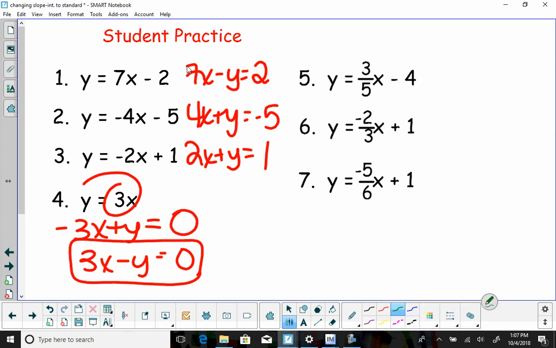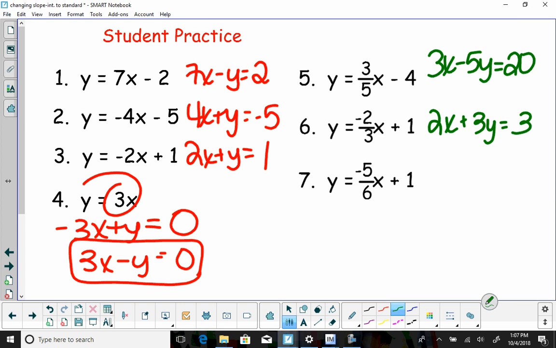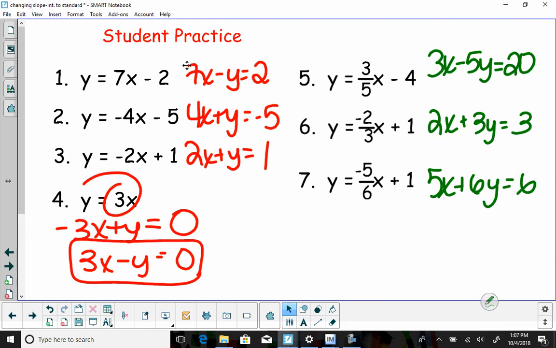All right, this one right here, you should have had 3x minus 5y equals 20. This one right here, you should have 2x plus 3y equals 3. And the last one, you should have 5x plus 6y equals 6. When you move it, it's positive, but then you've got to change all of your signs because your x is negative.